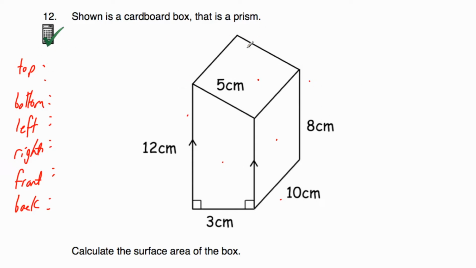So the top of this prism, if we have a look, is a rectangle. It's got a length of 10 centimeters, so from here to here is 10 centimeters. It's got a width of 5 centimeters. So it's going to be 5 times 10, and 5 times 10 is equal to 50 centimeters squared. So the top has got an area of 50 centimeters squared.